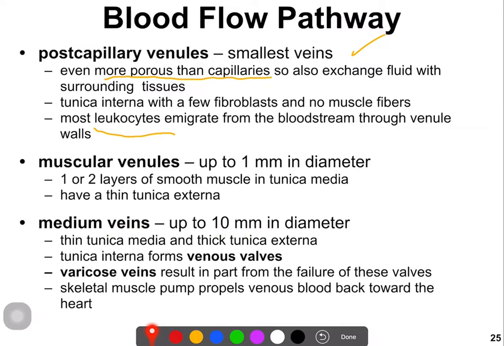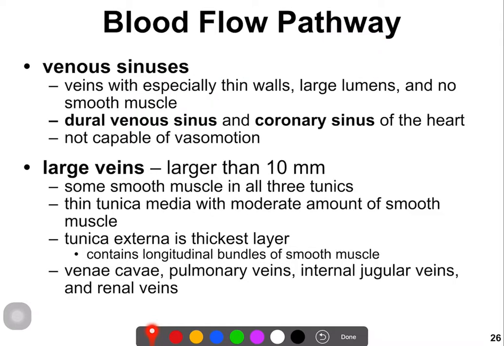And we can start to see that the layers are starting to change a bit. We have a thin tunica media, and we have a thicker tunica externa. We also start to have the presence of the venous valves made by the tunica interna. And of course, we could talk a bit about varicose veins, which are a failure of those valves. What helps to move the venous blood back? It's the skeletal muscle pump, which we talked a little bit about in class.